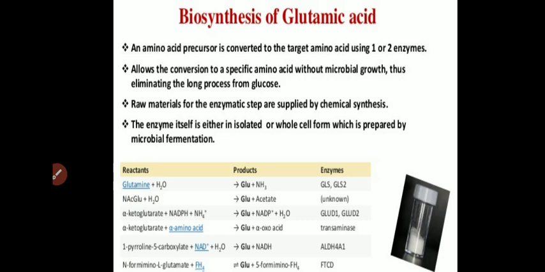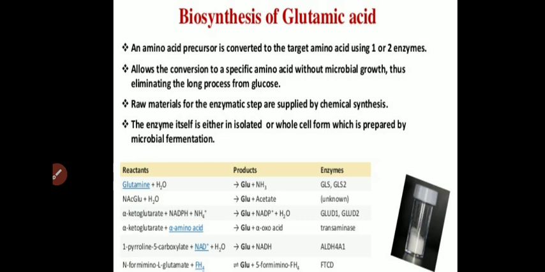Means one amino acid is converted into another amino acid by using enzymes, and this conversion of one amino acid into another amino acid with the help of enzymes is used basically to decrease the time of production of the desired amino acid.